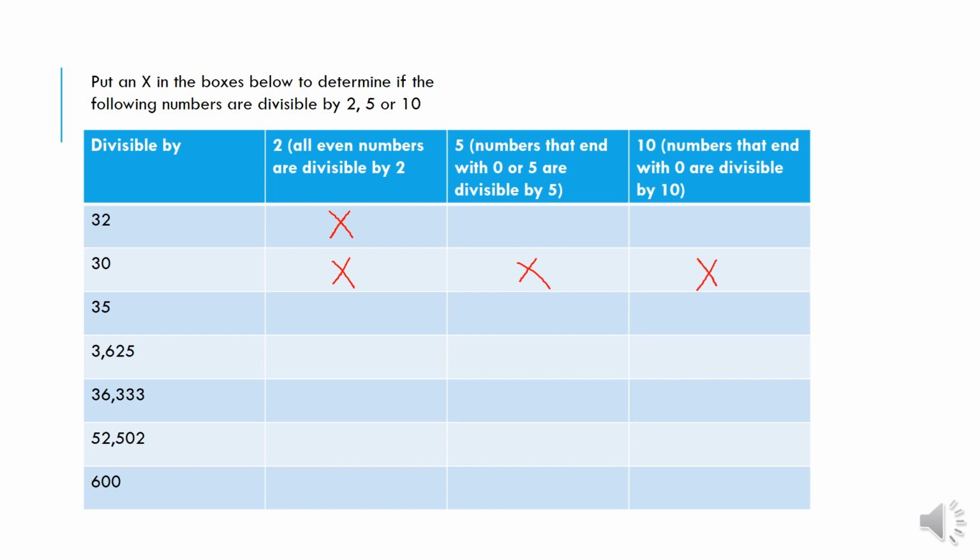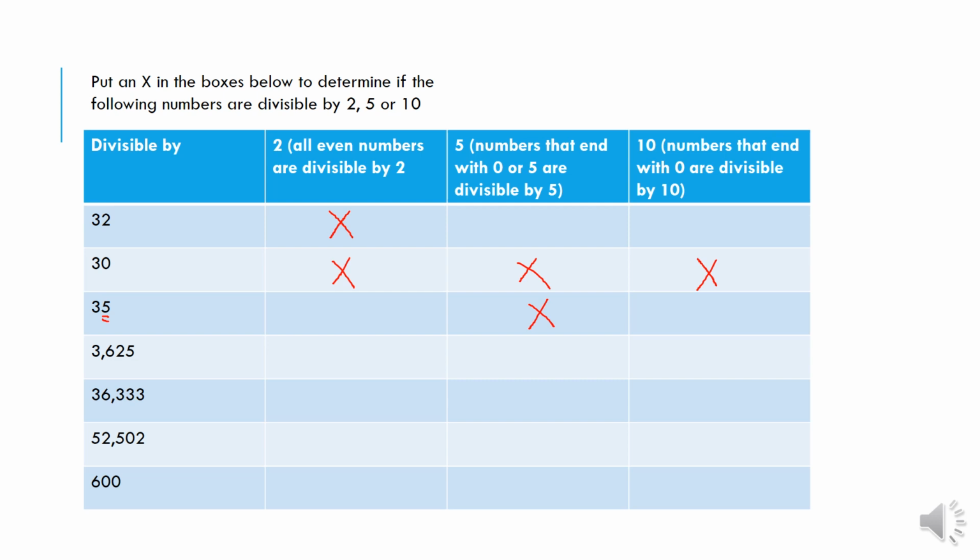Now this example, 35, it ends with a 5. So it's not an even number. So it's not divisible by 2. Since it ends with a 5, it is divisible by 5. And since it does not end with a 0, it is not divisible by 10.